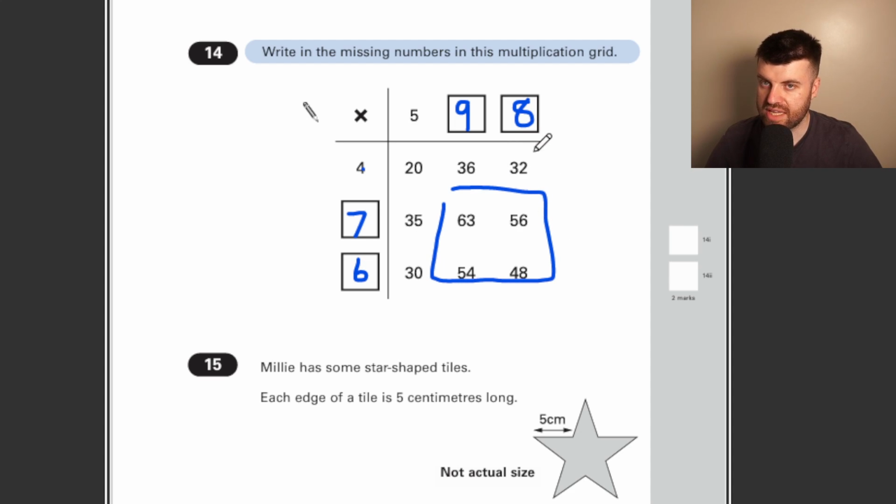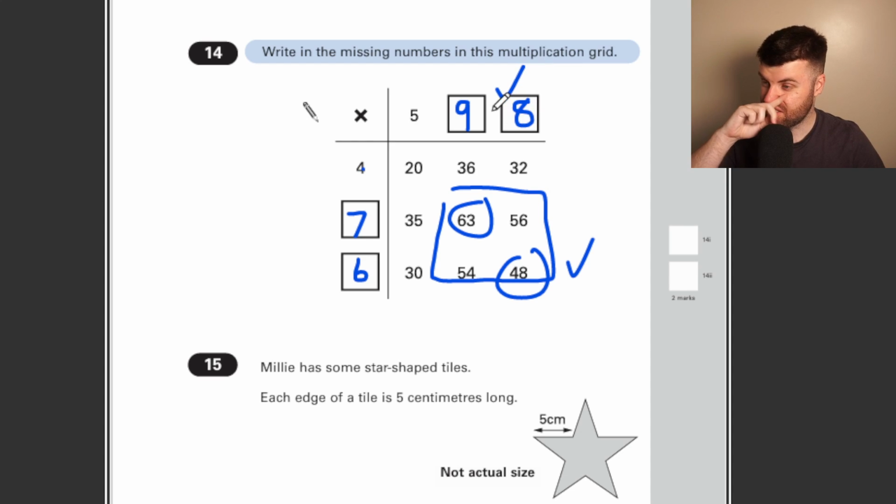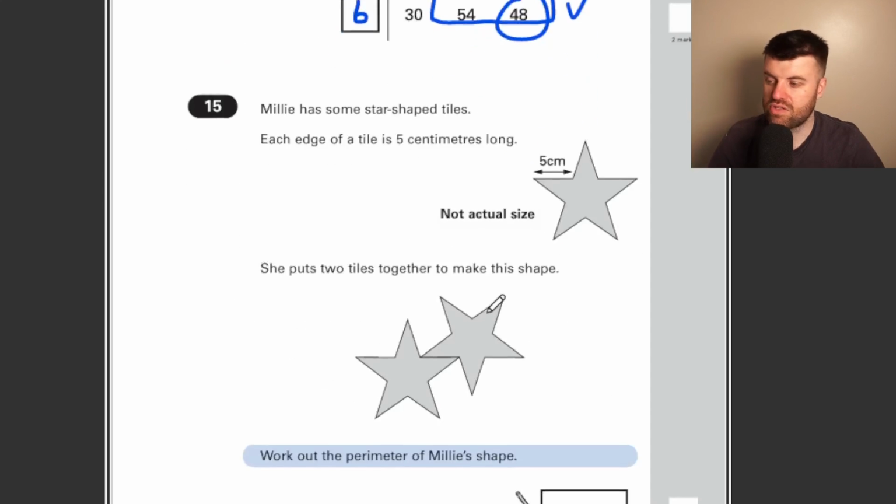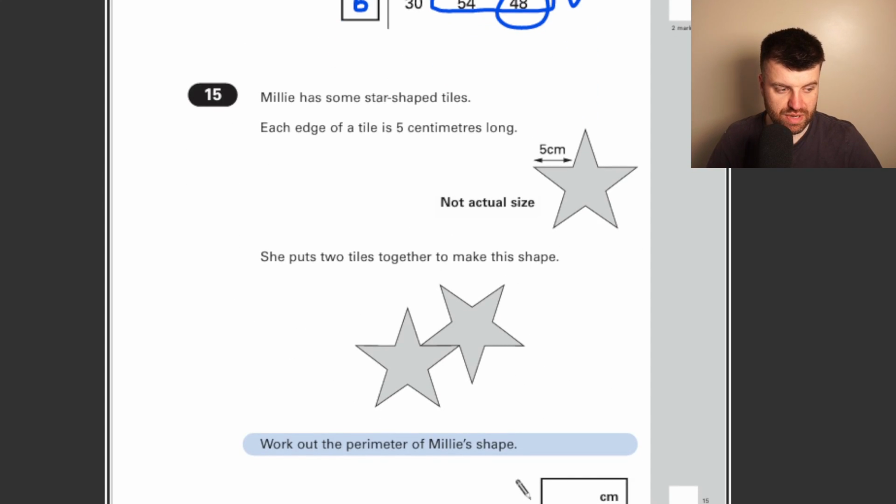We can use them to check at the end. 8 times 6 is 48. Cool, that works. 9 times 7 is 63. Cool, that works. But we could have solved it just using our 5 times table and our 4 times table. Something to consider.